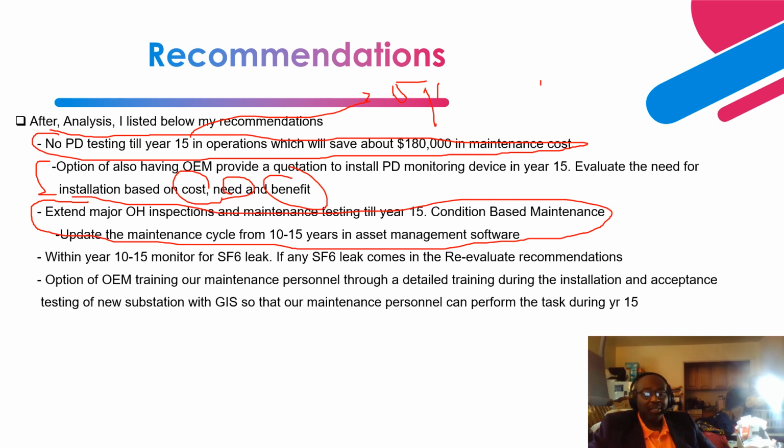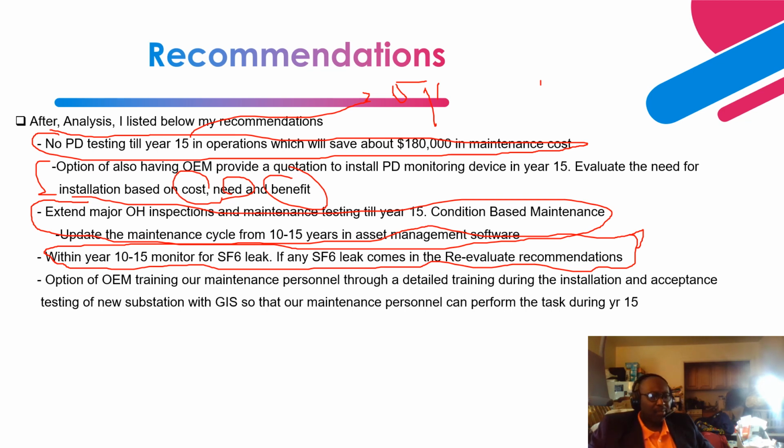And in between, let's say 10 years to 15 years, you still have to have strong monitoring in place. And let's say within the 10 to 15 years, if you should experience any excess leak, then that is the time you need to evaluate your recommendation and see if there's the need to perform any major overhaul on any of the GIS that will be experiencing any SF6 leak.